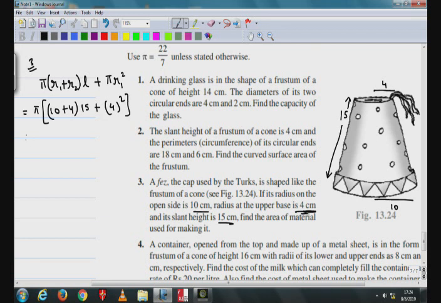Only this thing we have to calculate. So it is 22 by 7. 10 plus 4 is 14, and 14 into 15 is 210, plus 16. So 22 by 7 into 226. Just calculate this, that will be the answer.